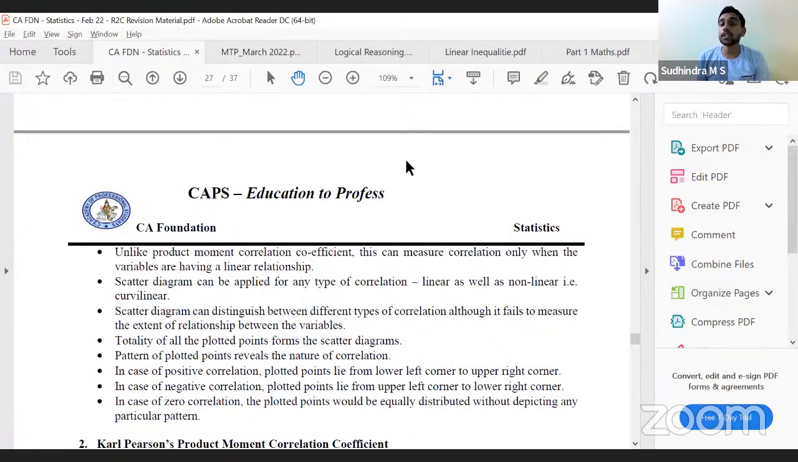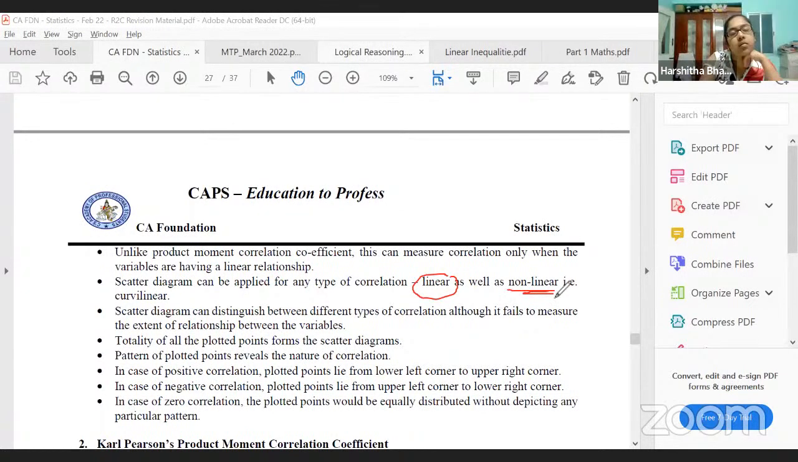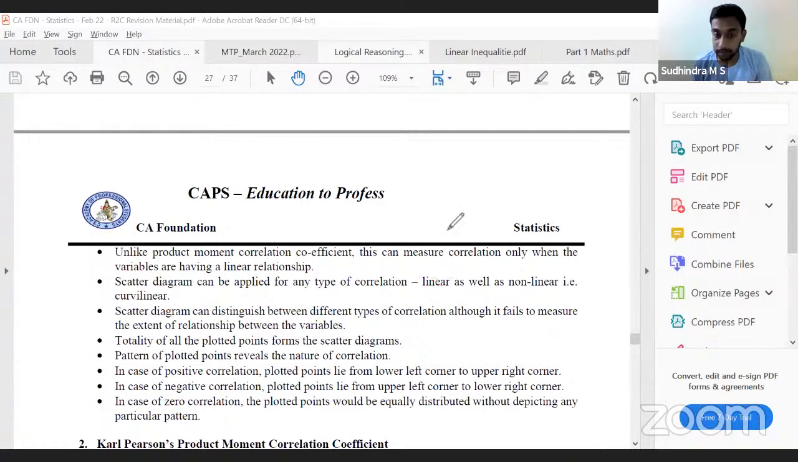However, one of the advantages of the scatter diagram, which is not there in the subsequent methods that we'll discuss, is that it can be applied for linear as well as non-linear data. Whereas the next one, Karl Pearson's product moment, or the subsequent methods that we'll discuss, can be applied only for linear data. Whereas the scatter diagram can be applied for non-linear as well.